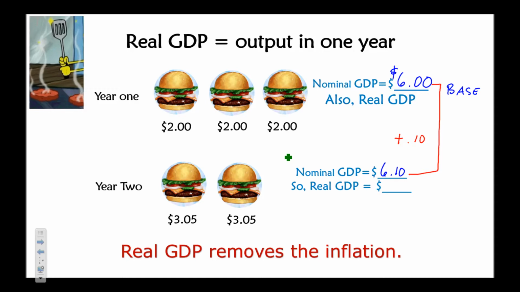But what we're going to do when we convert to real GDP is basically remove the inflation. So that 3.05 becomes $2 again. This 3.05 becomes $2 again. And so now both Krabby Patties added together give us a real GDP of $4. Now when we compare the $6 that we used to have with the $4, you can tell that GDP actually shrank by $2. So that's the importance of converting to real GDP.